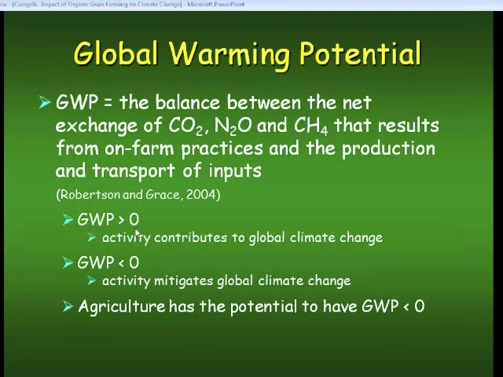GWP then can be greater than zero, and what that would indicate is that the activity contributes to global climate change, or that it increases the greenhouse gases. It's a net contributor to greenhouse gas in the atmosphere. Or GWP can be less than zero, meaning that the activity mitigates global climate change, or that you're net pulling greenhouse gases out of the atmosphere, or reducing the amount going into the atmosphere. Agriculture, being a biological process, has the potential to have a GWP that is less than zero. In other words, it can actually mitigate climate change.